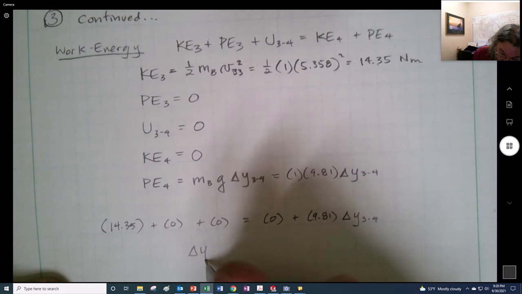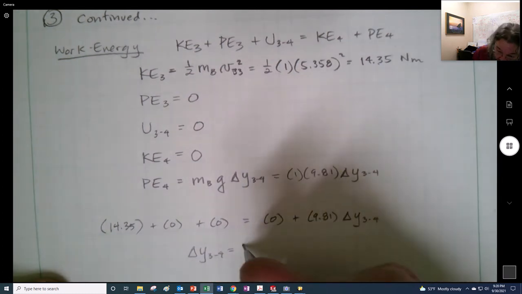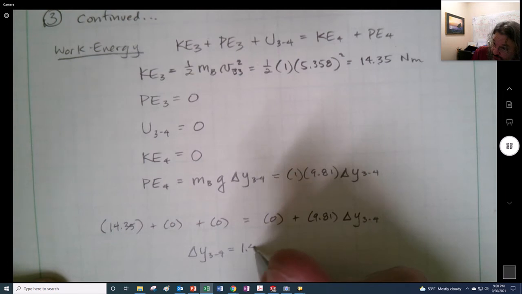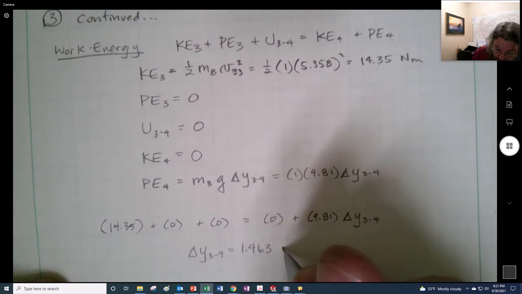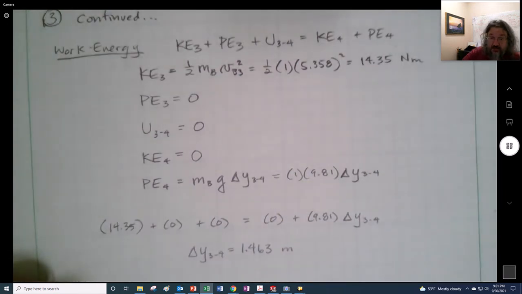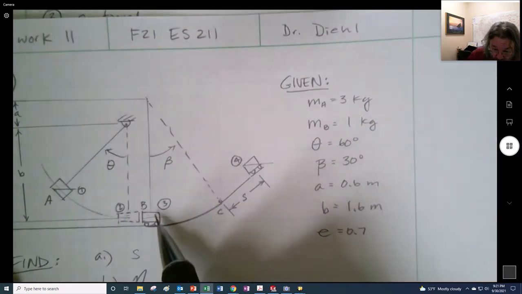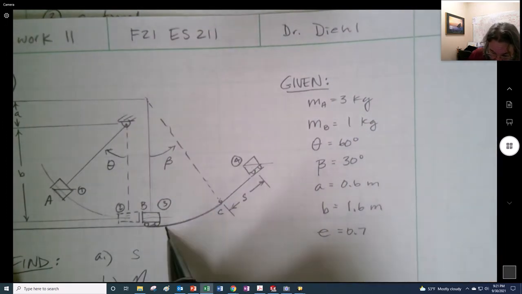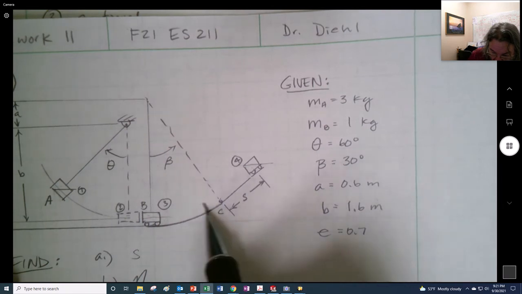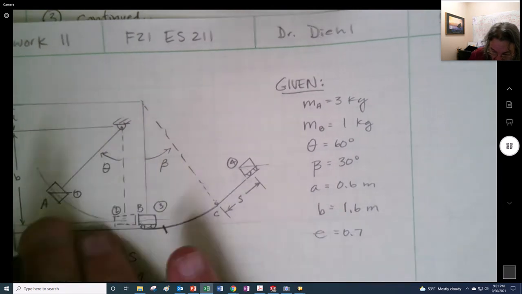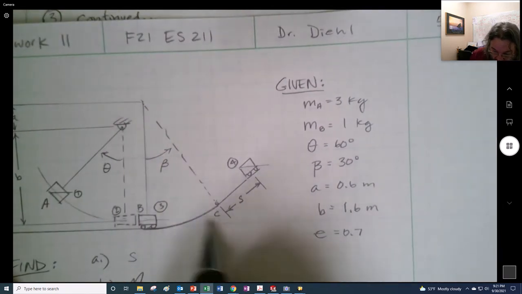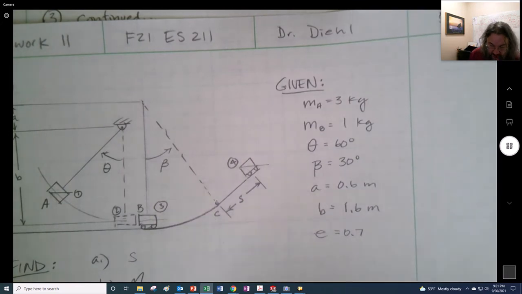So we get delta y 3 to 4 ends up being 1.463 meters. Okay, so now that is the distance it has elevated, right? But we need to first subtract out this distance right here, this one and there, right? So we've got to figure out what that is.